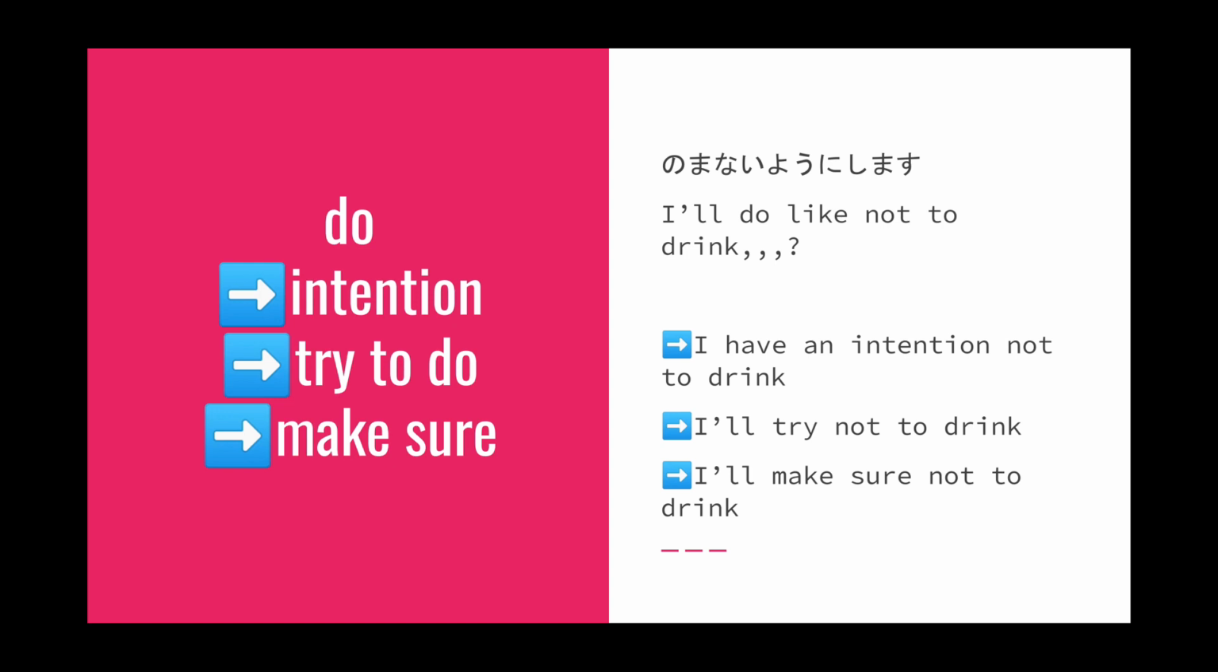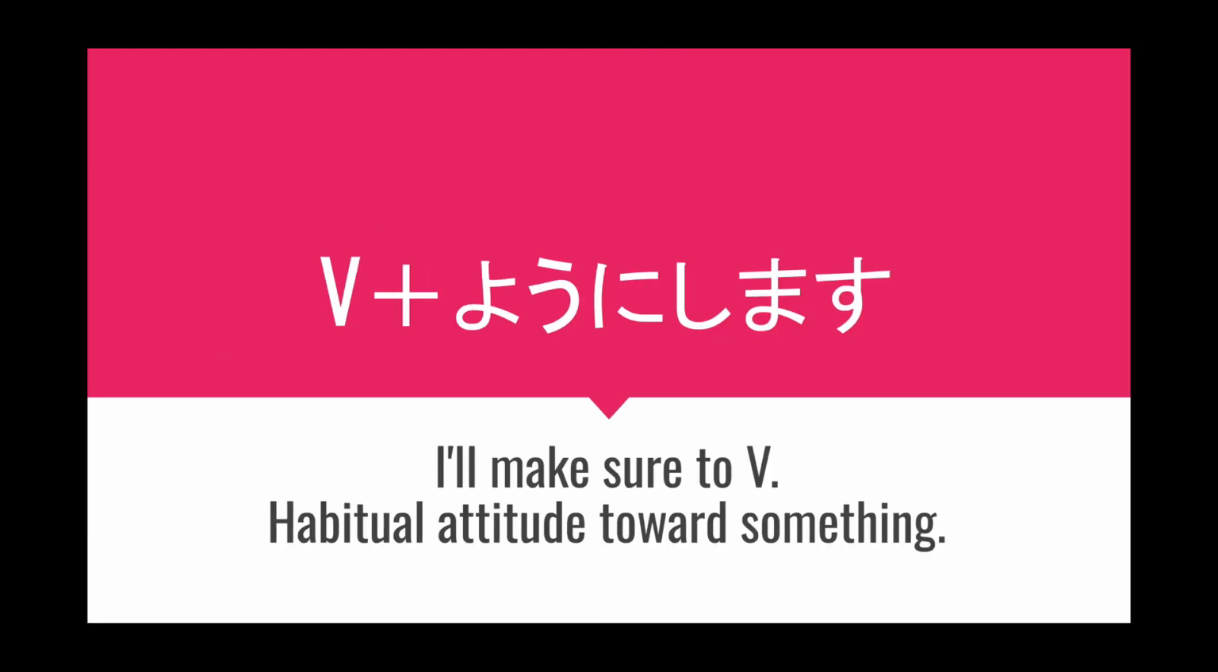But imagine do as an intention, desire, or purpose. I have an intention not to drink. I make myself not to drink. I'll make sure not to drink. And now you've got the correct translation. I'll make sure not to drink. Let me give you a dictionary definition. Habitual attitude towards something.